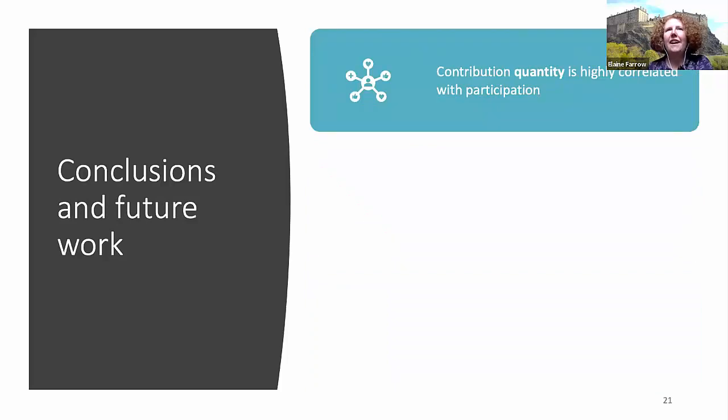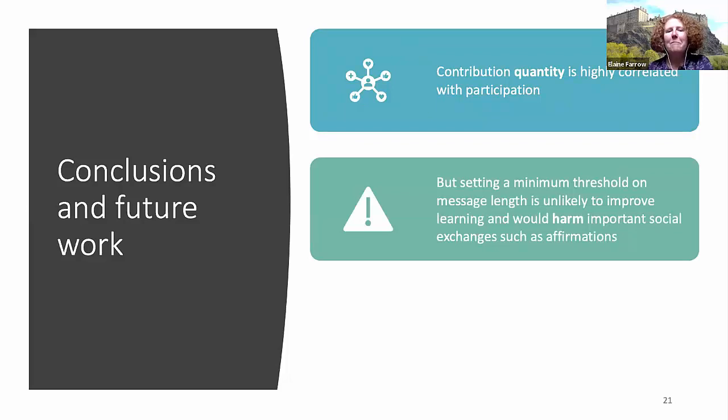So to conclude then, we found unsurprisingly that contribution quantity is highly correlated with participation. But setting a minimum threshold of message length is unlikely to improve learning, and it would harm important social exchanges such as affirmations. Affirmations are really important for moving the conversation along. Community of inquiry does have social presence as a separate concept from cognitive presence, and I haven't looked into that in great detail yet, but if we're looking just at the depth and quality of participation, then telling people you must write at least 3 paragraphs or whatever it might be is not the way to go here.